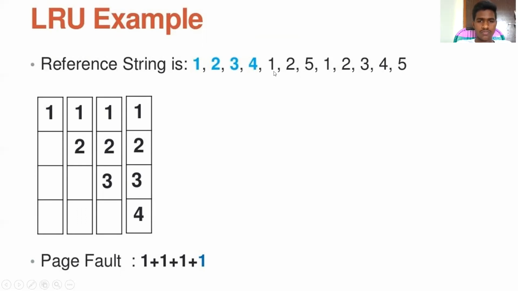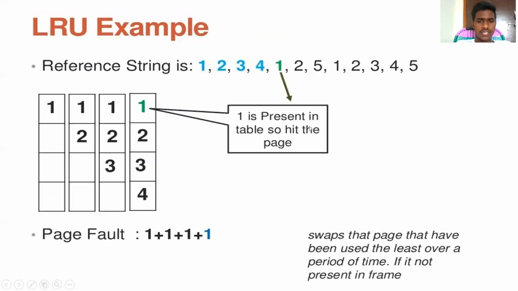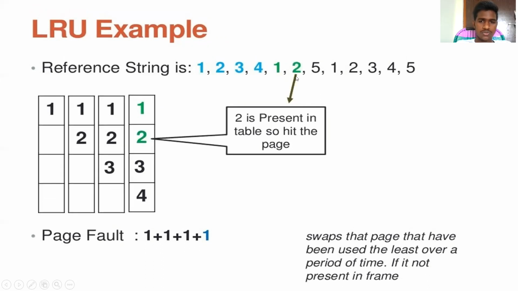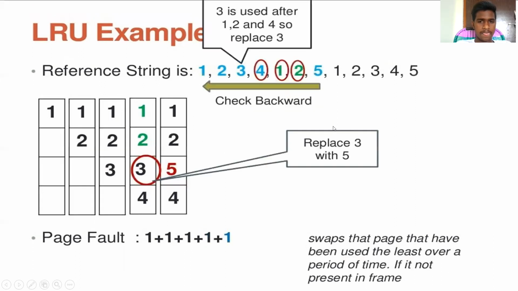So next one we have to execute, as 1 is already there in this frame, so it is a hit bit. It hit the pages. And next 2 is also there in this main frame, so 2 is also a hit bit.